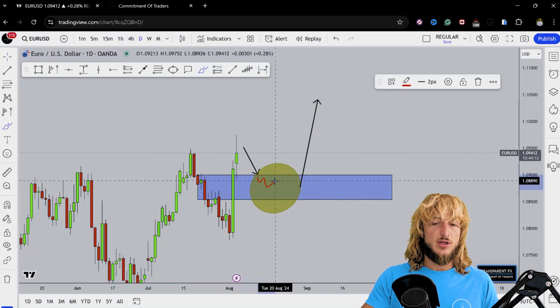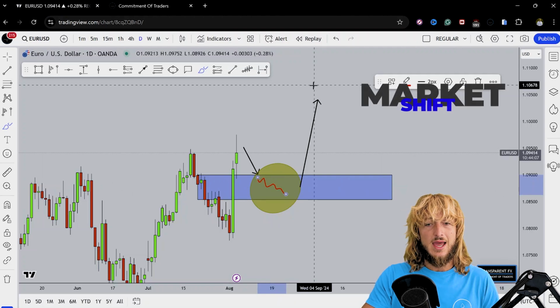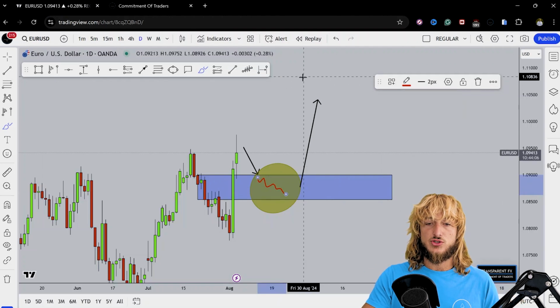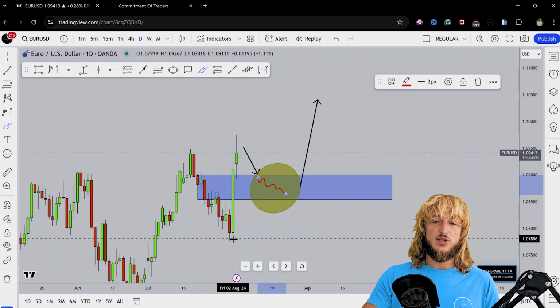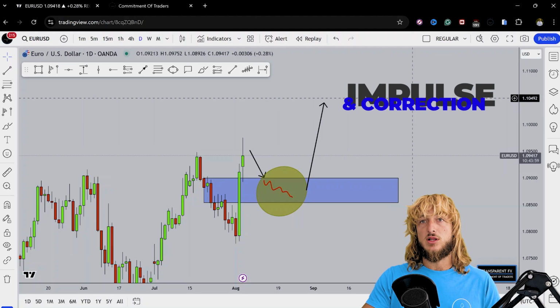Therefore, if the market here would correct to this area and shift from an intraday bearish to a bullish market, I wouldn't be surprised at that point to see a potential rejection to the upside, completing this daily impulse, correction, and impulse pattern to the upside. That definitely wouldn't surprise me.